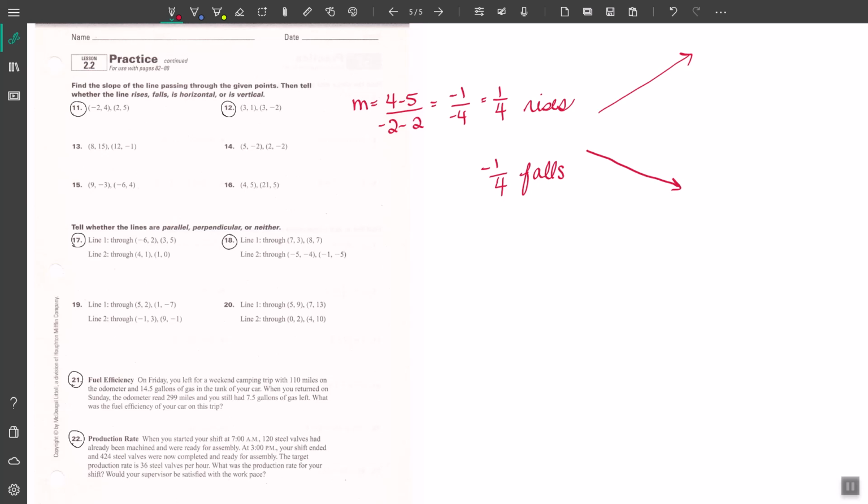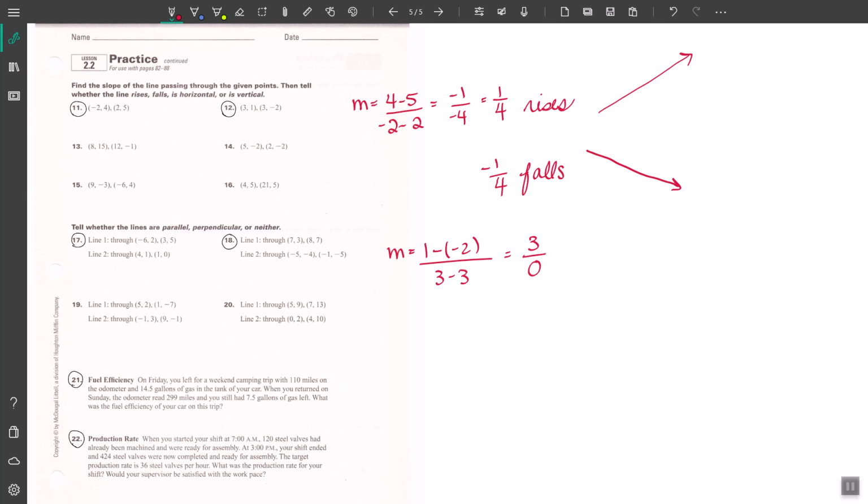In number 12, we have a little bit of a different situation in that once we calculate the slope here, we end up with a 0 in the denominator. We cannot divide by 0. Remember, that's not allowed, and we can't.